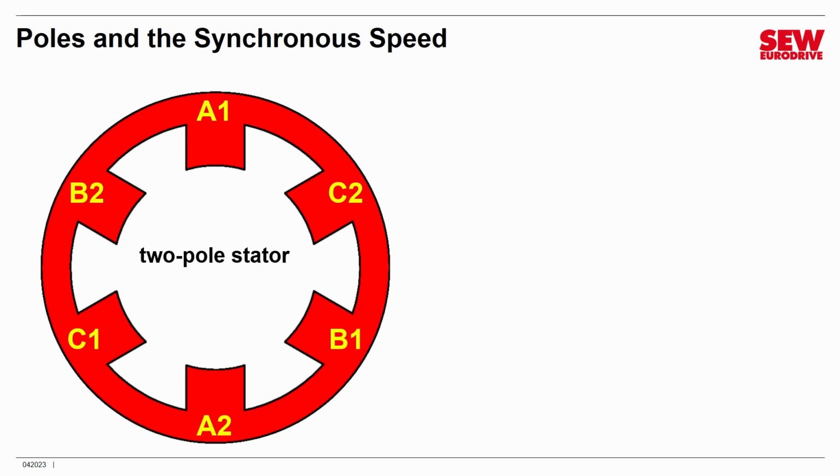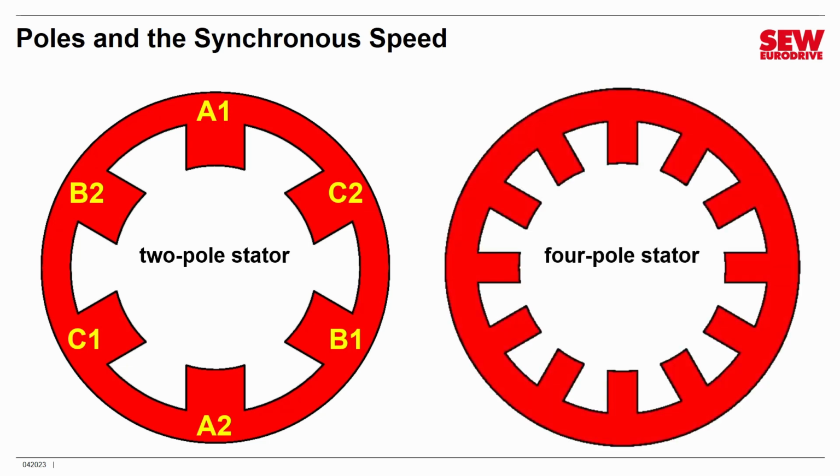Well, the answer is you divide the total number of poles, 6 in this case, by the number of electrical phases. Now, this is a 3-phase motor, so if you take 6 divided by 3, you get 2. What that means is every phase gets 2 poles. So this is a 2-pole stator, but you can actually wind your coil to have more poles. Here's an example of a 4-pole stator.